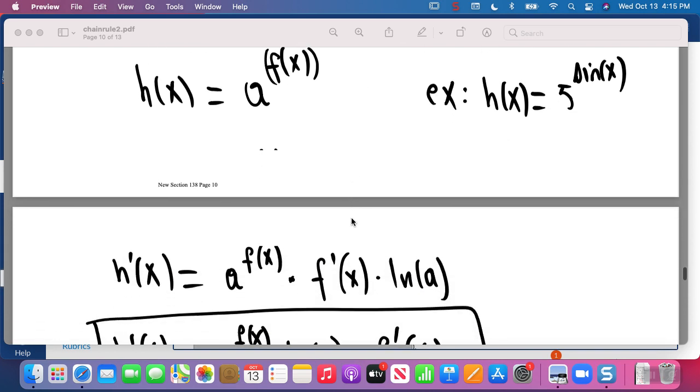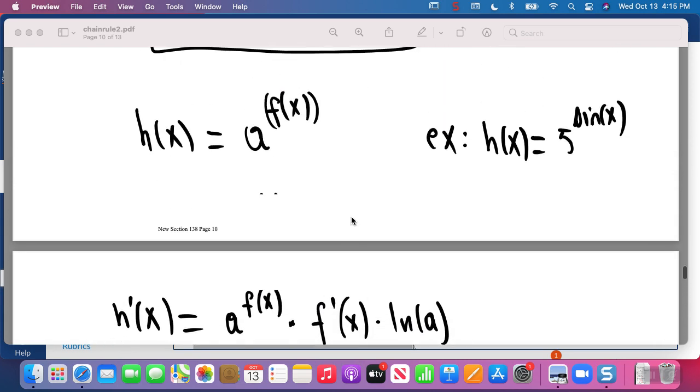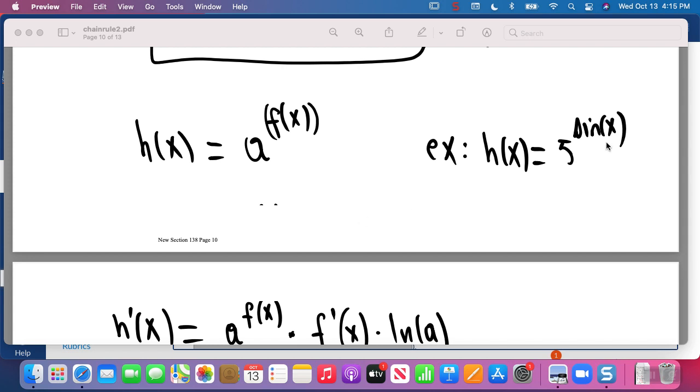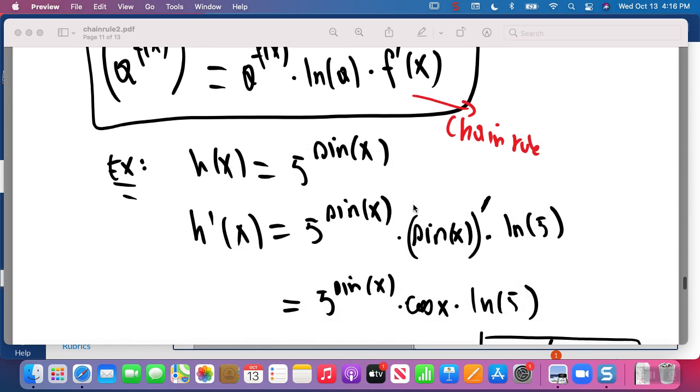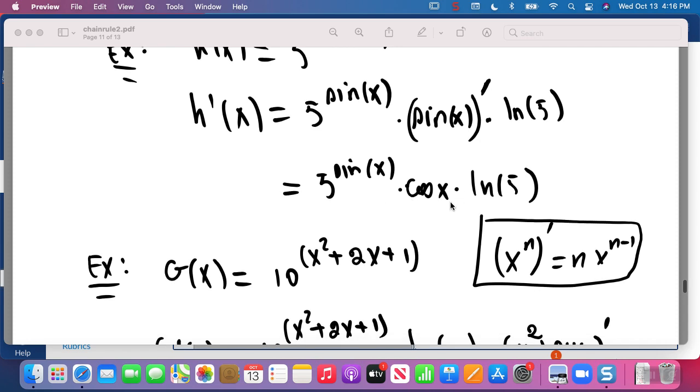For example, if you're asked to find the derivative of this, what we said is the derivative is going to be the function itself times the derivative of the exponent. So the derivative of sine x is cosine x, and then times ln of 5. So it's going to be a to the f of x times ln of a, and then times f prime of x. So that's what I did there.